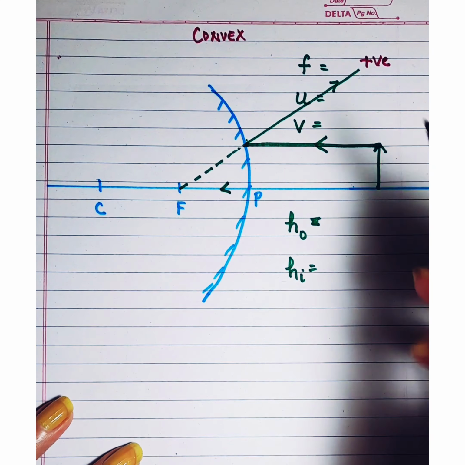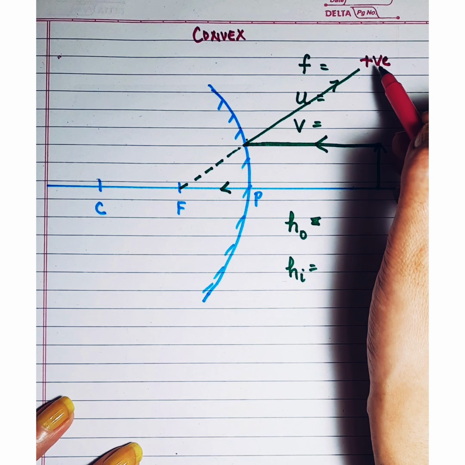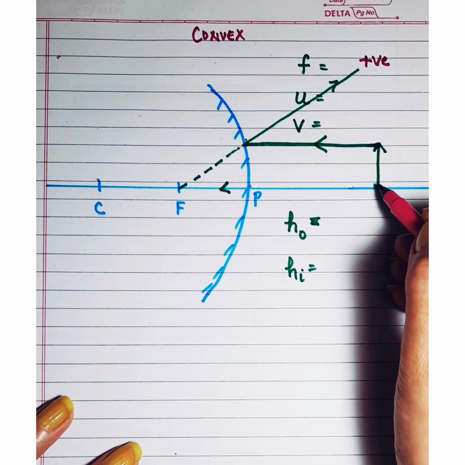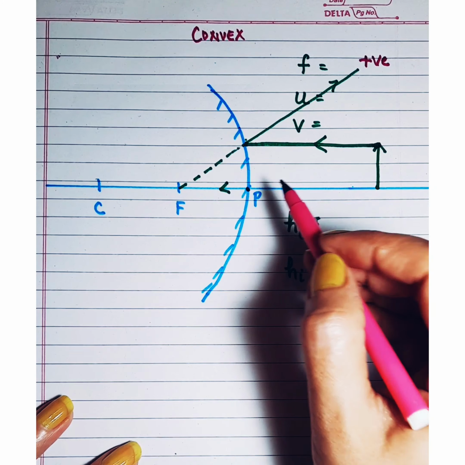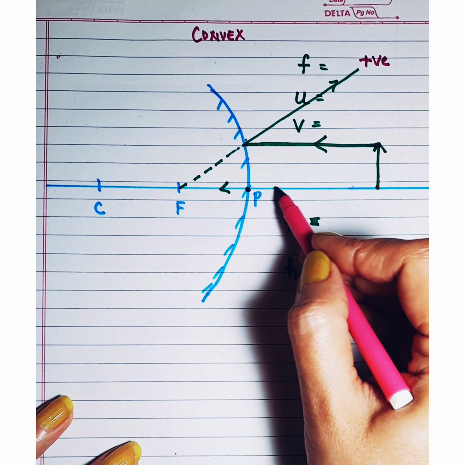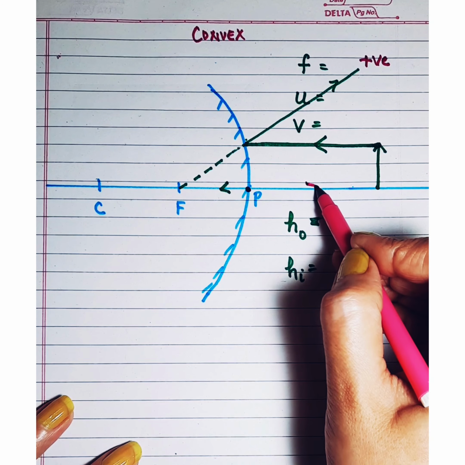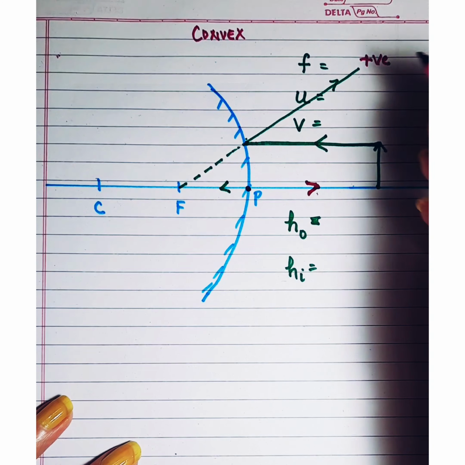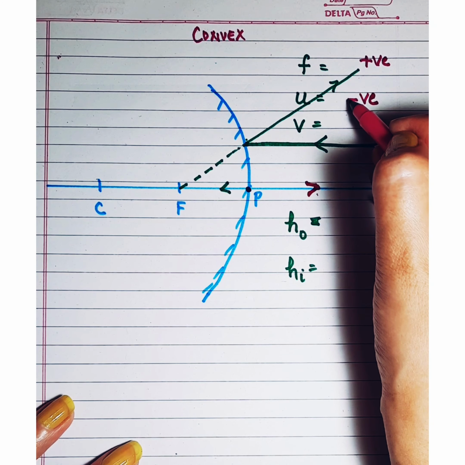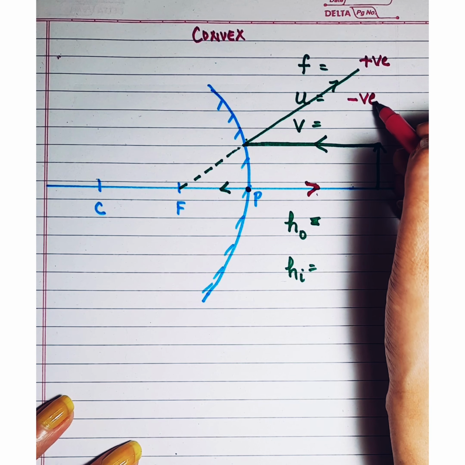In a convex mirror, the focal length is always positive. If you have to measure the position of the object, you have to move from the pole to the object, that is in this direction. Now both these directions are opposite, so U will be taken as negative.